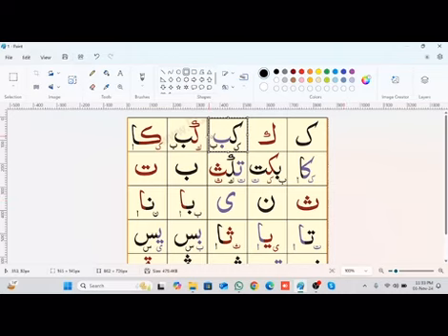Now, look at the first letter. Kaf. The second one, ba. Kaf, ba. And remember, when we recite kaf, it's kaf without a dot, and when we say qaf, it's with a dot. Kaf without a dot, kaf, ba. The next letter is the same, kaf, ba.